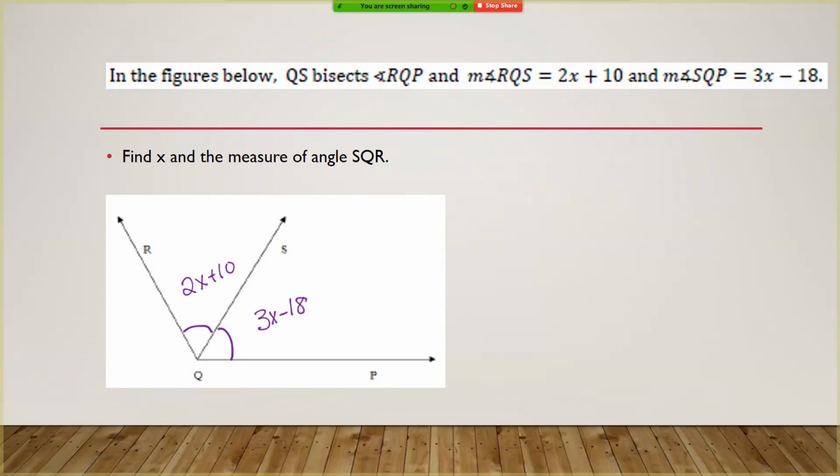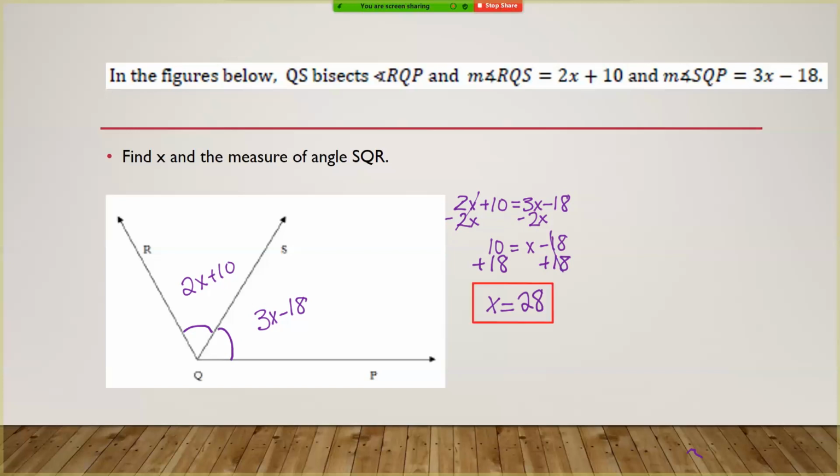Since we know these two angles have to be congruent or equal to each other, we're going to take 2x plus 10 equals 3x minus 18, and we're going to solve for x. So a basic algebra problem for us to compute here. Start off by subtracting 2x from both sides, so 10 equals x minus 18. You would then add 18 to both sides to end up with x equals 28.